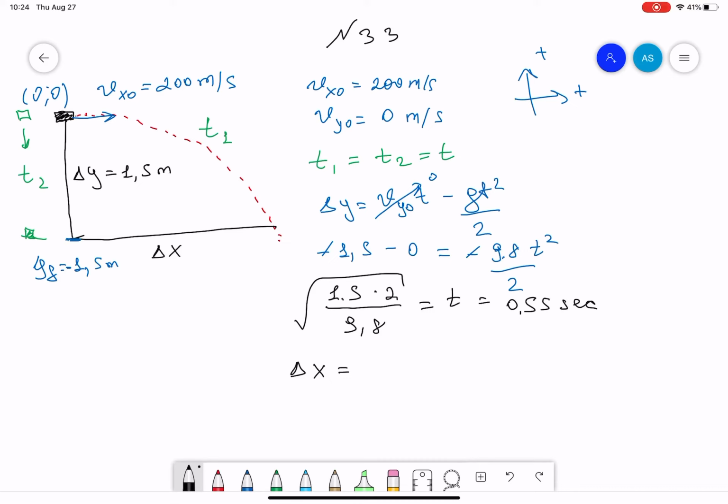Now you can simply find delta x. Delta x is simply equal to Vx initial multiplied by the time. So Vx initial is 200 meters per second multiplied by 0.55, and then you should get 110 meters, which is delta x equal to 110 meters. This is how you solve such problems.